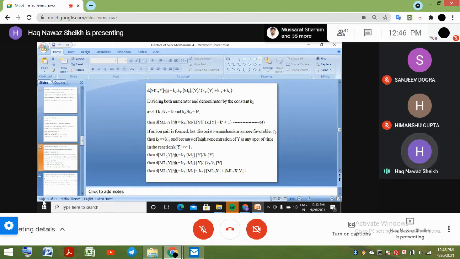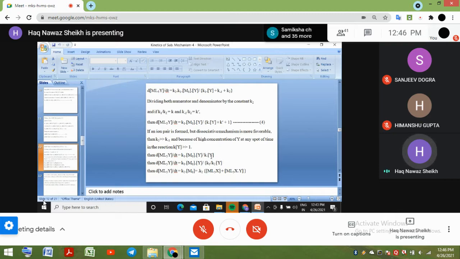So then K2 is much higher value than K1, and because of the high concentration of Y, at any point of time, KY is much larger than K1. So K1 can be neglected. So K dash can be neglected. So it's only KY in the denominator. If that is taken into consideration, Y and Y go, it is K1 by K1.